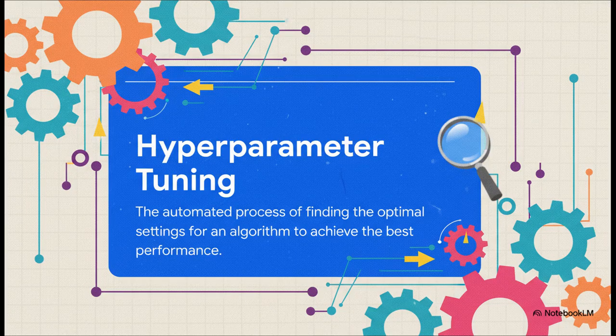You see, every algorithm has these little internal dials and knobs, things like learning rate or tree depth, that can dramatically change how well it performs. Trying to find the best combination by hand, it's like searching for a needle in a haystack. SageMaker automates this whole process, running hundreds of training jobs to find that perfect setting.